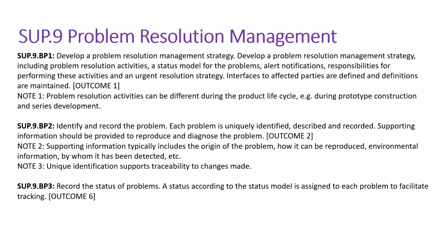So this base practice talks completely about the identification and documentation of the identified problem with the unique identification number. And base practice 3 talks about recording the status of the problem: whether it is open, in progress, closed, or under review. A status according to the status model is assigned to each problem to facilitate tracking.